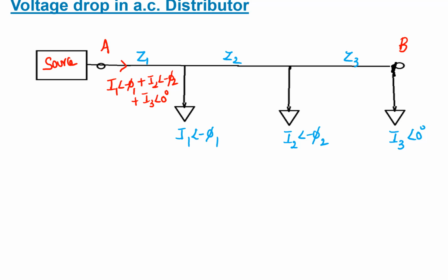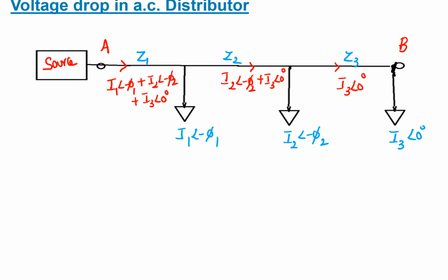Now what is the current that flows through branch Z2? Branch Z2 only carries the currents I2 and I3. This is I2 at an angle minus phi2 plus I3 at an angle 0. What is the current that flows through branch Z3? Only I3 at an angle 0 flows through branch Z3.